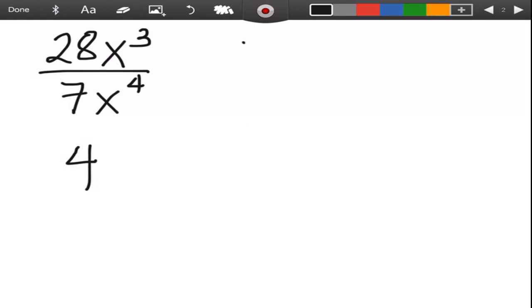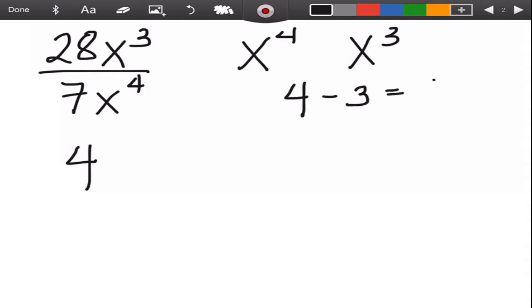For the variables, we will just subtract the exponents. So we have x to the 4th and then x cubed. So we will subtract the exponents, 4 minus 3, that is 1. And then copy the base, which is x. We don't need to write 1 in the exponent because it is already understood.